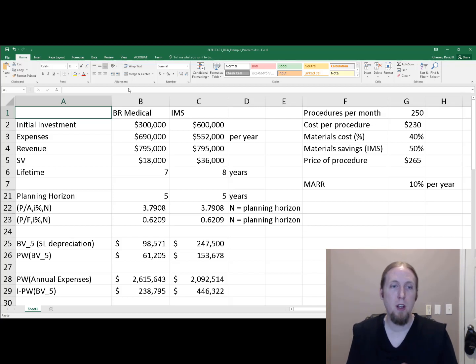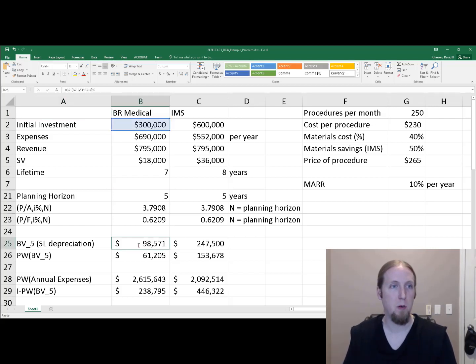If we do that, we can look at our 5-year planning horizon, recalculate our P given A and P given F factors, and then follow the same procedure as we did before. We need to calculate the present worth of our expenses and the present worth of our benefits, where now the benefits are the reduced annual expenses associated with the IMS device. So to do that, we're told that we need to use straight line depreciation in order to get the market value of each device at the end of the planning horizon. So in this case, we have our formula.